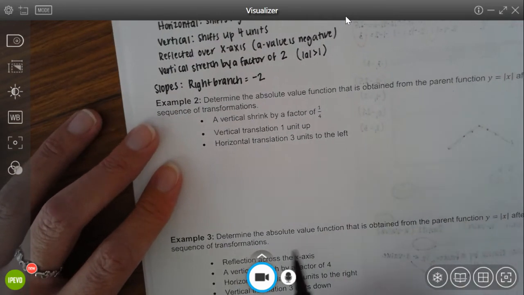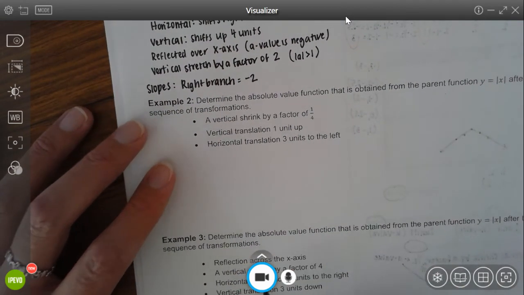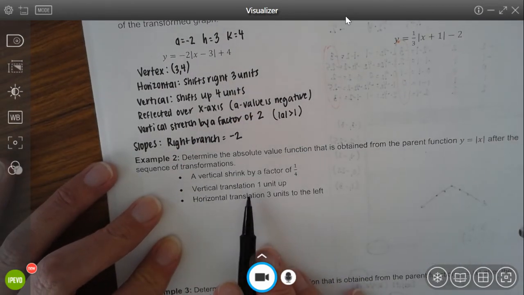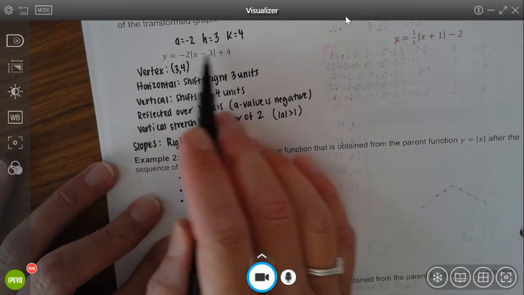So then I want to just quickly talk about examples 2 and 3, because this is actually going to be kind of almost doing the opposite of what we did here. I'm giving you this information, and what I want you to do is write an equation that looks something like this.